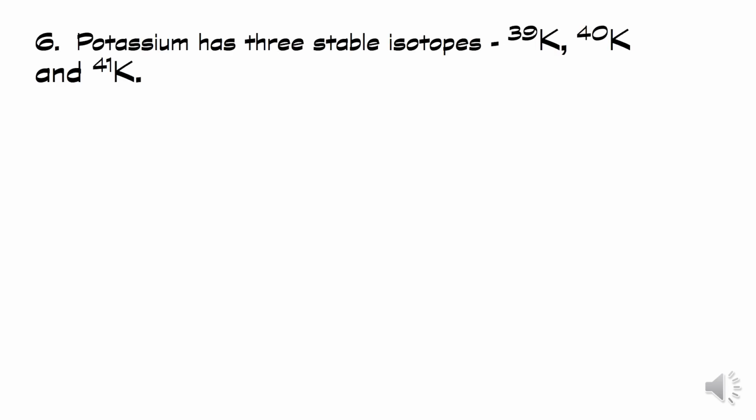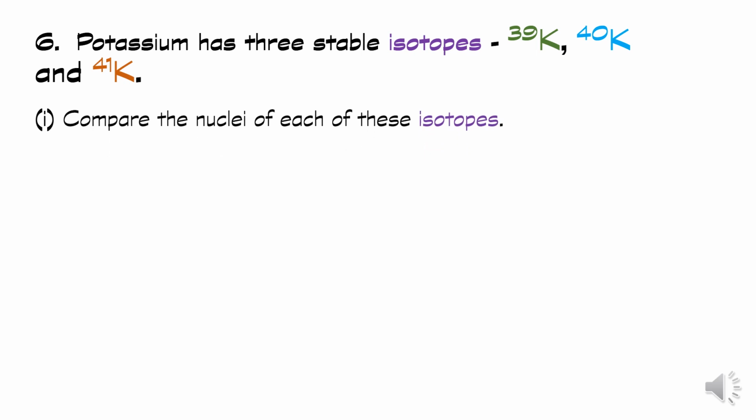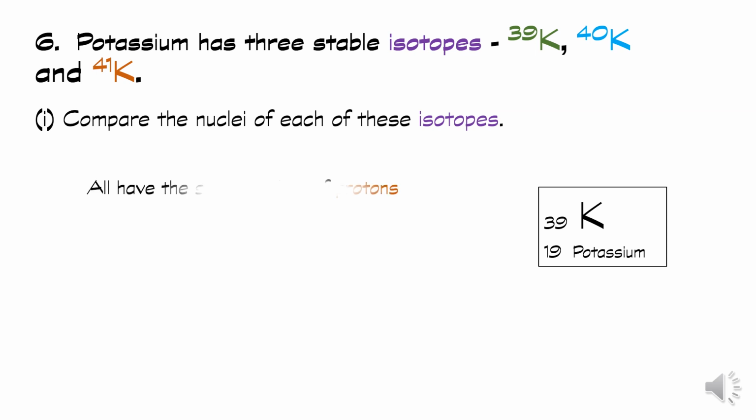Our last question, question 6. Potassium has 3 stable isotopes, potassium 39, potassium 40, and potassium 41. Part I asks us to compare the nuclei of each of these isotopes. So here is our potassium atom, and it has a mass number of 39 and atomic number of 19.